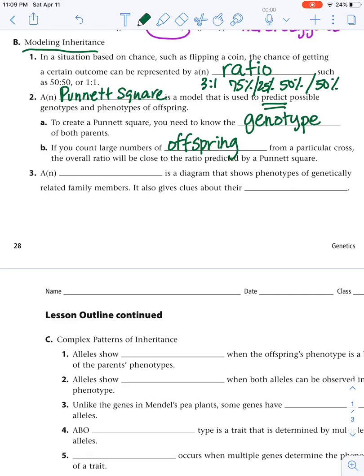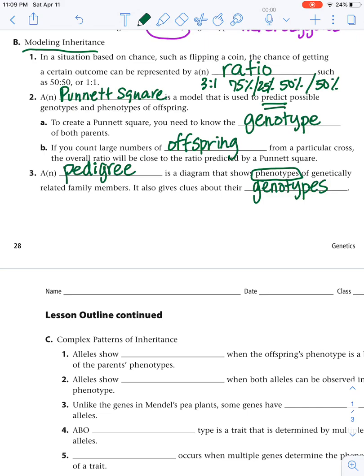Number 3, a pedigree is a diagram that shows phenotypes of genetically related family members. And you've seen these pedigrees before. It also gives clues about their genotypes. So the pedigrees are based on the phenotypes, or the expressed characteristic, but you can use them to try to help you understand what the genotypes are.